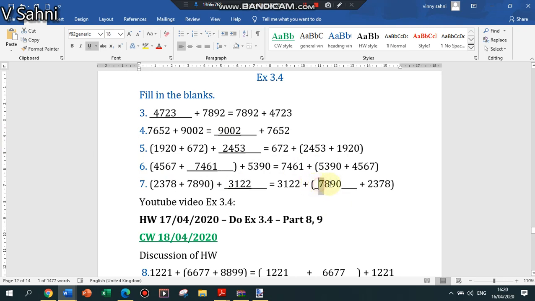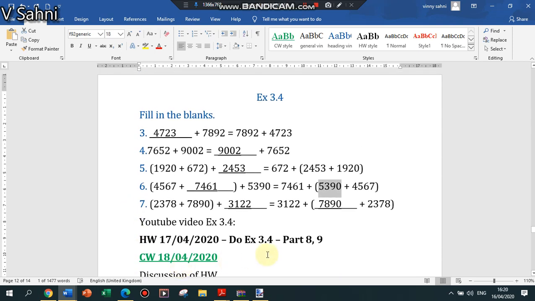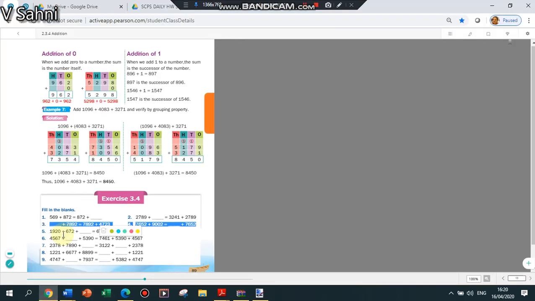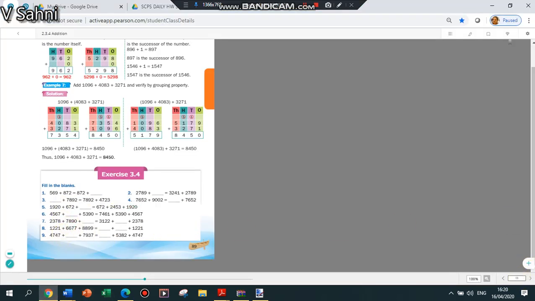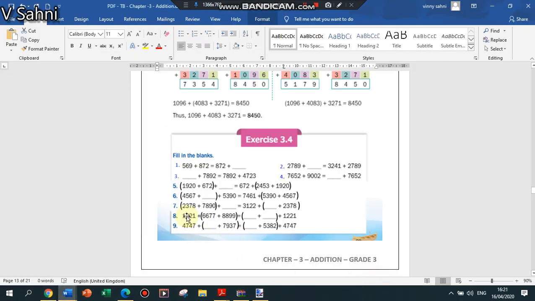Now let's see the next question. Filling the blanks can come on both sides, by the way. You can have a blank here and also a blank on the other side. Now you will be doing 3.4 part 8 and part 9. Let me show you these questions in the textbook. 3.4 part 8 and part 9, that means these two questions. Sorry, this is not the edited version of the textbook. Yes, 8 and 9.